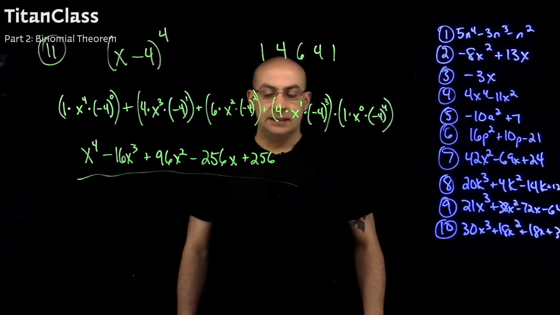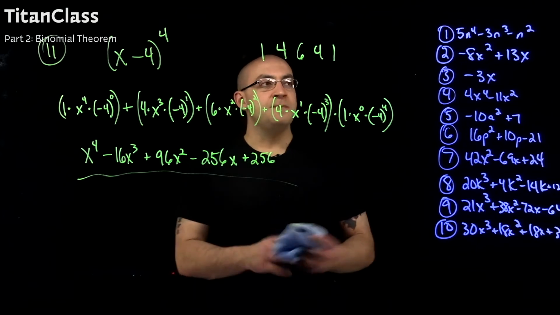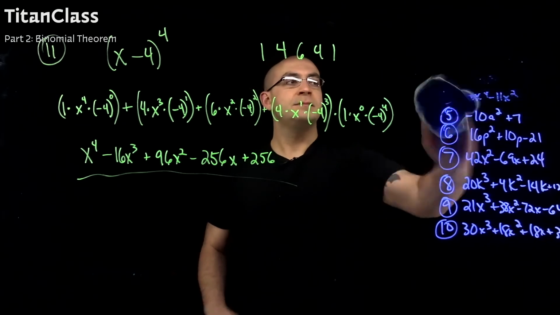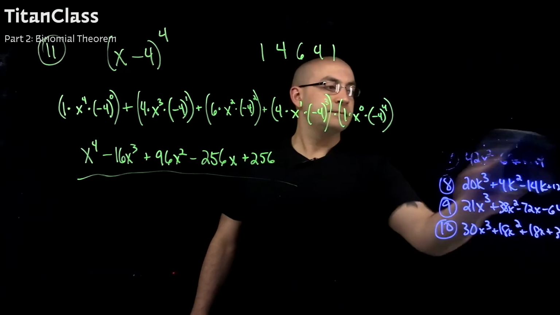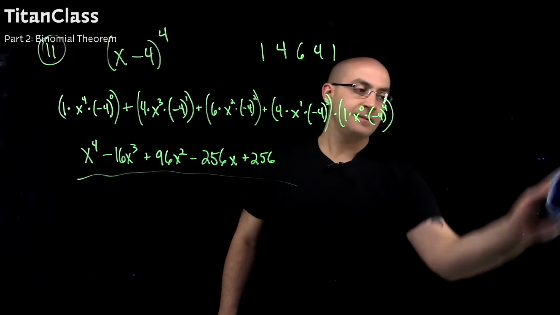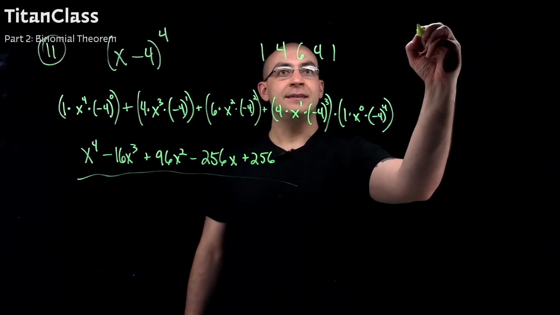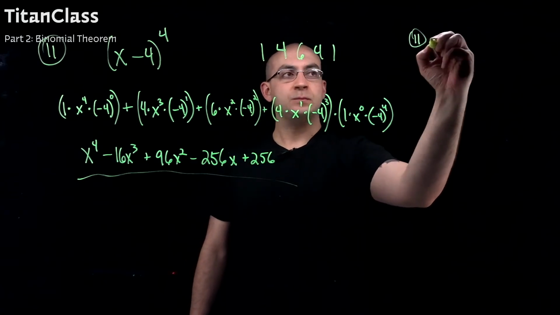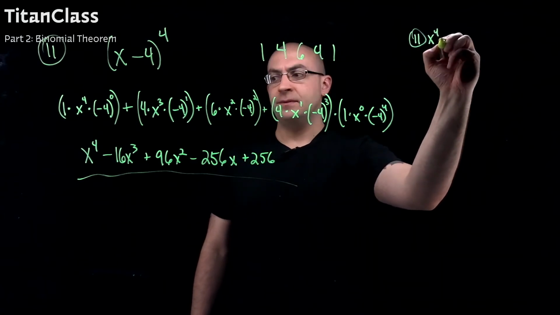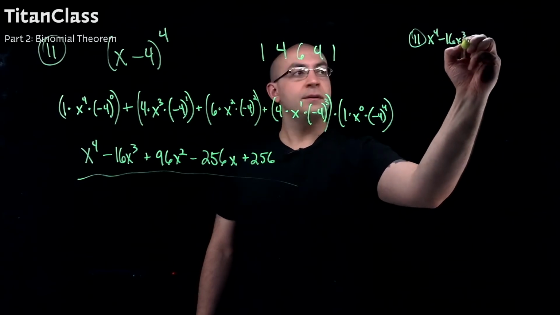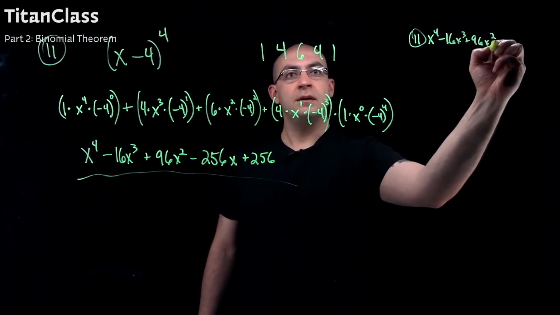Now, I'm not going to write the, maybe I will. Don't be lazy. I'll just write it. I wasn't going to write it because it's a lot, but I'll write it. I don't want to be lazy. This is 11. X to the 4th minus 16, x to the 3rd plus 96x squared.